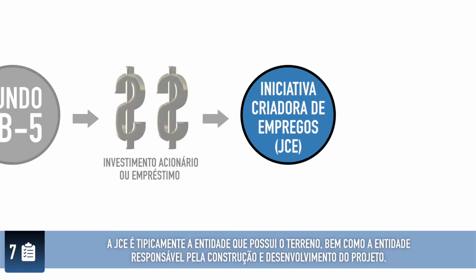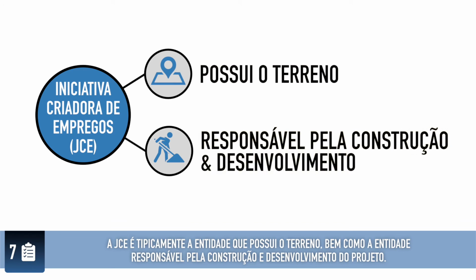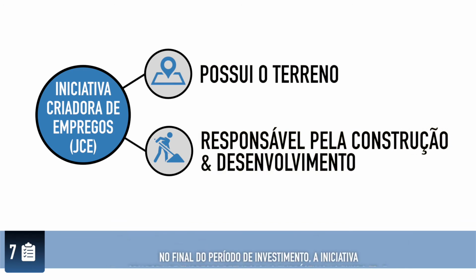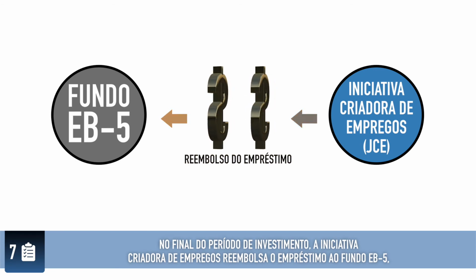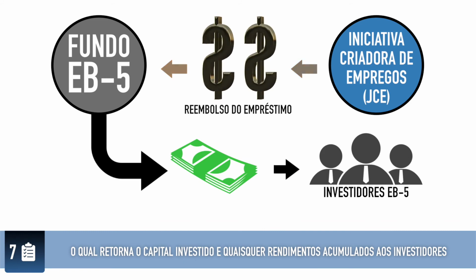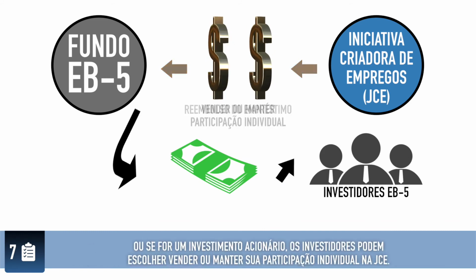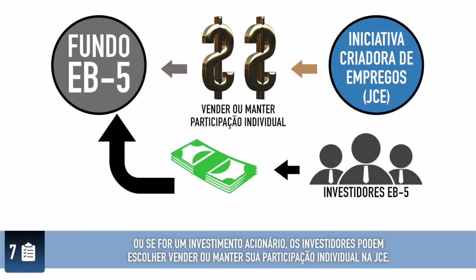The JCE is typically the entity that owns the land and is also the entity responsible for the construction and development of the project. At the end of the investment period, the Job Creating Enterprise repays the loan to the EB5 fund, which then returns the investment capital and any accumulated returns to investors. Or, if an equity investment, the investors can choose to sell or retain their individual stake in the JCE.